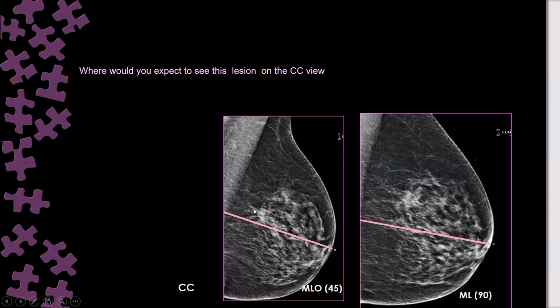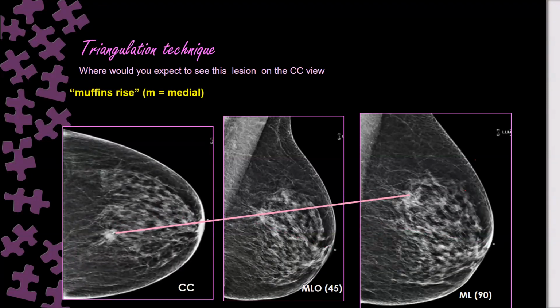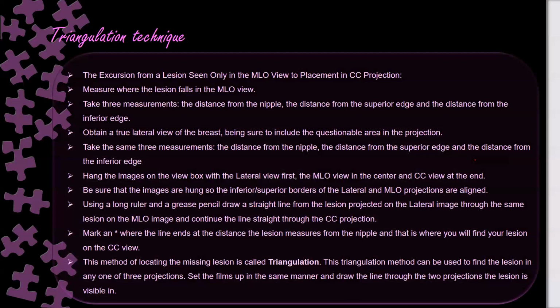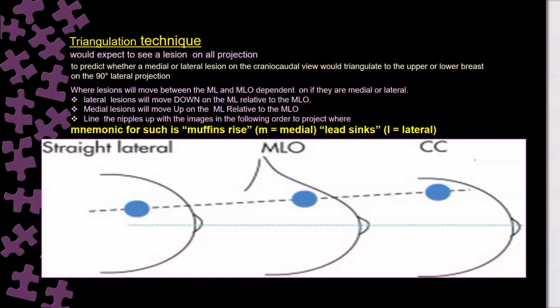That is a lesion here. It traced up. So it looks medial, because it is above. You see? So here, that is the lesion. So regarding that, L is for lateral and M is for muffins. Okay? And here you can review the triangulation techniques.